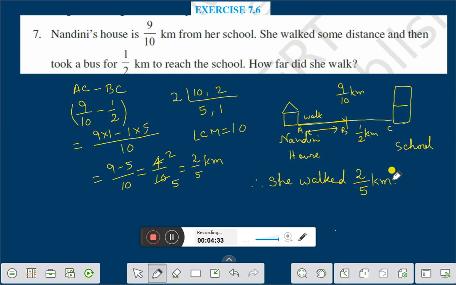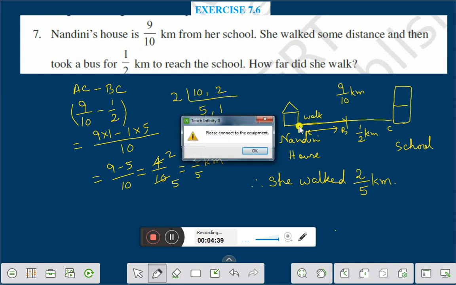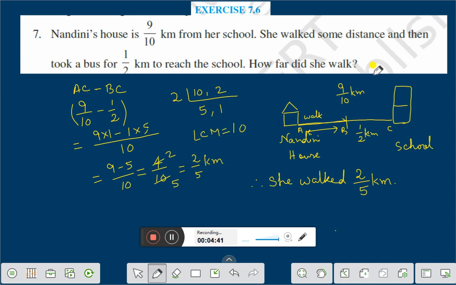Let us repeat once again. Suppose this is Nandini's house, and this is the school. The distance between Nandini's house and school is 9 by 10 kilometer. That is, AC is 9 by 10 kilometer. And she walked some distance. She walked from A to B, and from B she took a bus for half kilometer to reach the school. The distance of BC is half kilometer. You have to find the distance of AB, right?